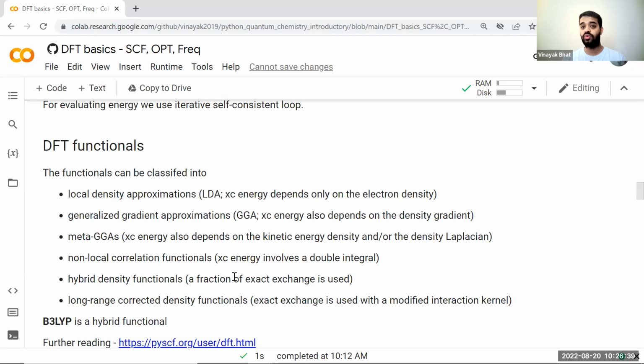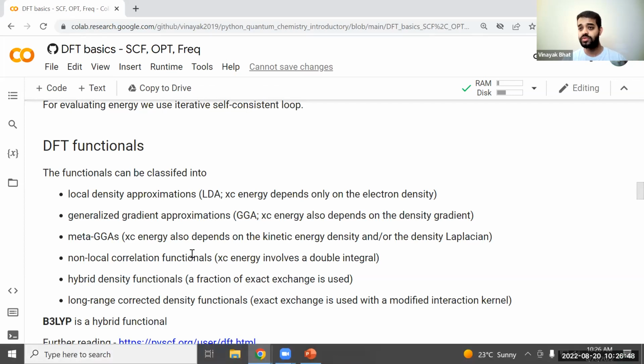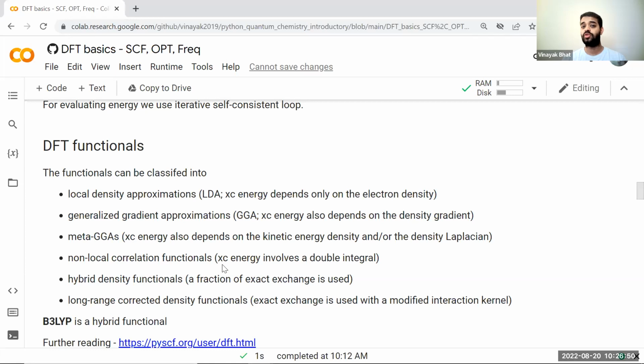And that is where B3LYP is very handy. It's a hybrid functional where it accounts for all the exchange part exactly. So the correlation part is a little off, and that's where the errors pop in.